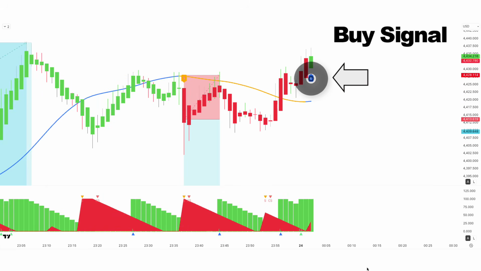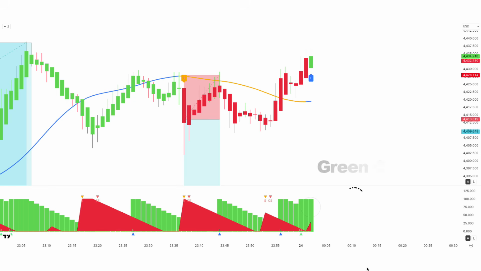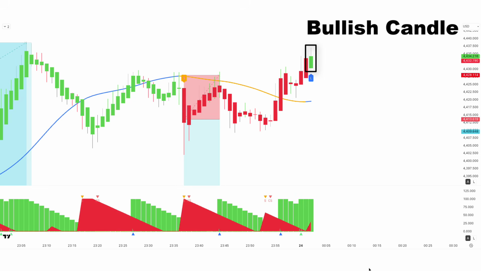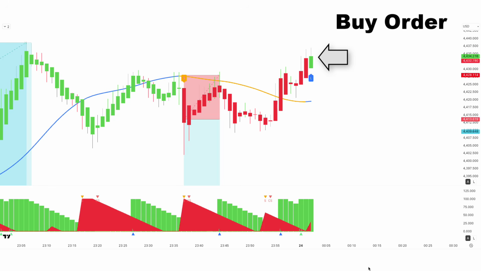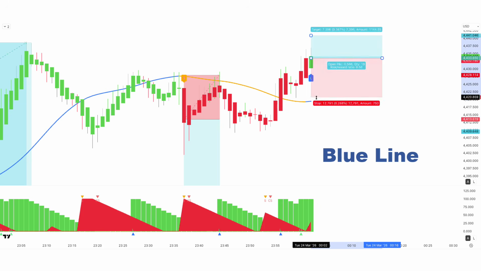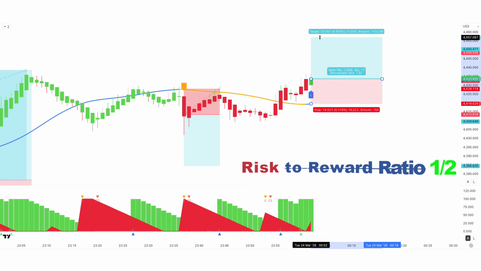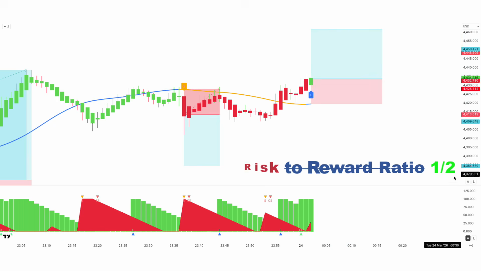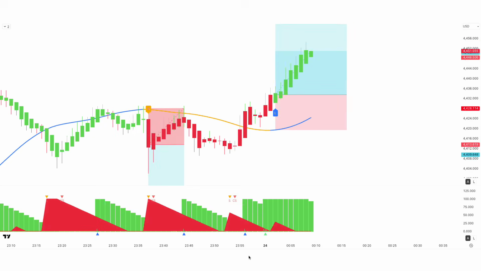Here, the PA adaptive hull parabolic label up of this indicator is a buy signal. Here, the Arun indicator green columns. Here, the market has made a bullish candle to give confirmation. So all our conditions are being fulfilled, so we are placing an order to buy. Our stop loss is to be placed at the blue line, and the risk-to-reward ratio will be 1:2. Let's see what happens to our trade.